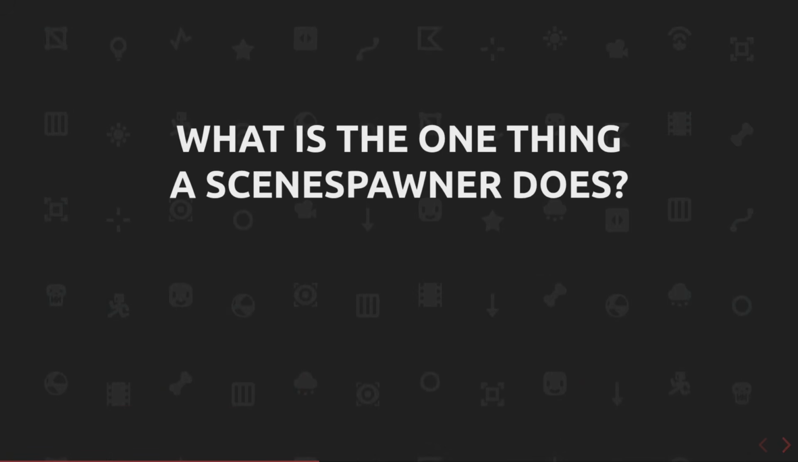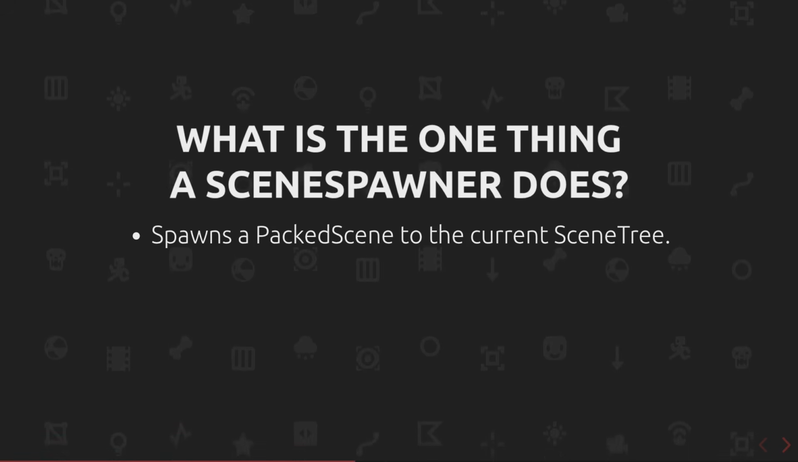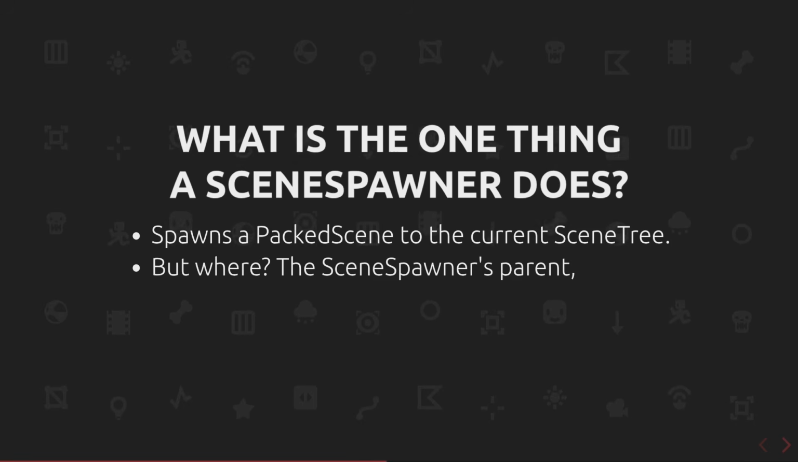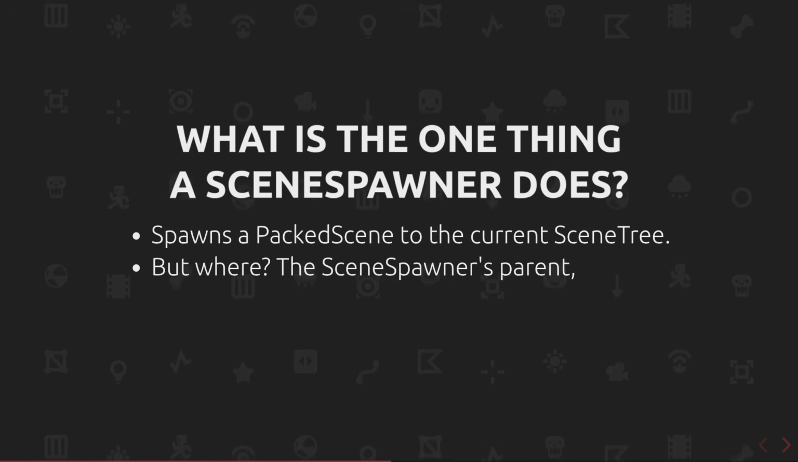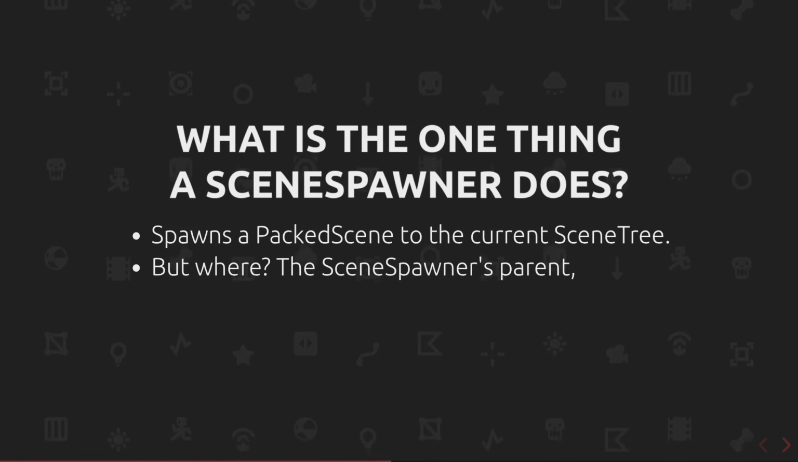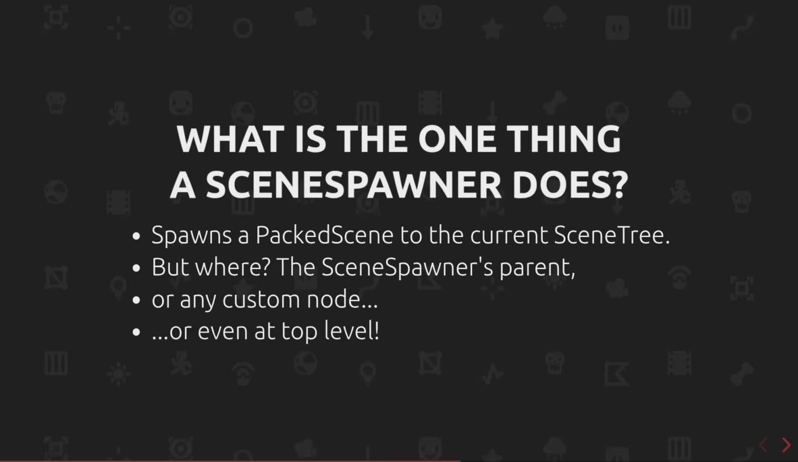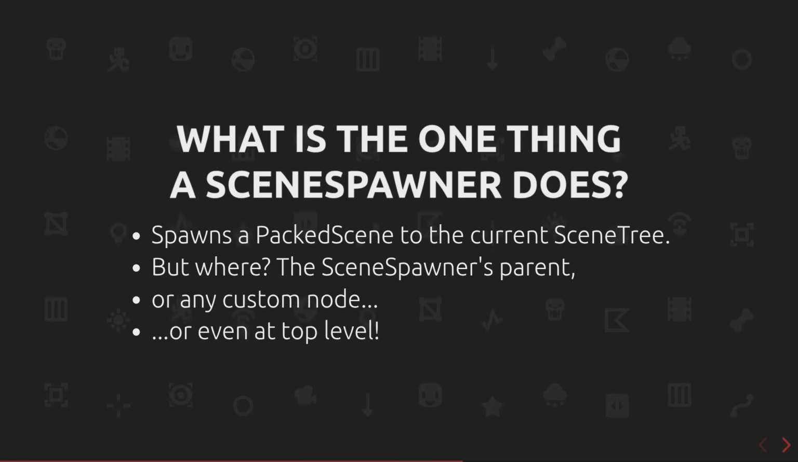So what is that one thing that a SceneSpawner component does? Well, it spawns a packed scene to the current scene tree. Simple as that. But the question is where? Where do we want to spawn that new instance? By default, we'll spawn it under the SceneSpawner's parent node, but we can also spawn it under any custom node for convenience, or even at top level to make it independent from all the other nodes in the current scene, which is very useful, for example, for bullets.